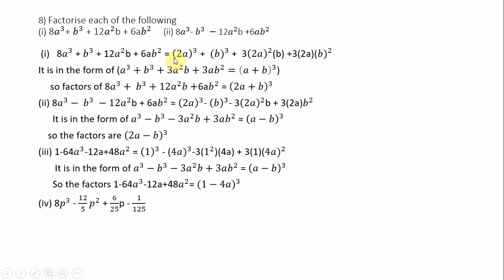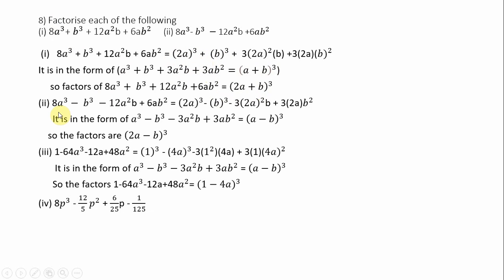So what is our a? 2a. What is our b? b. So you can convert this as 2a plus b whole cube. The factors are 2a plus b into 2a plus b into 2a plus b. Understand? You are converting the sum into any of the formulas, either a plus b whole cube, or a minus b whole cube.